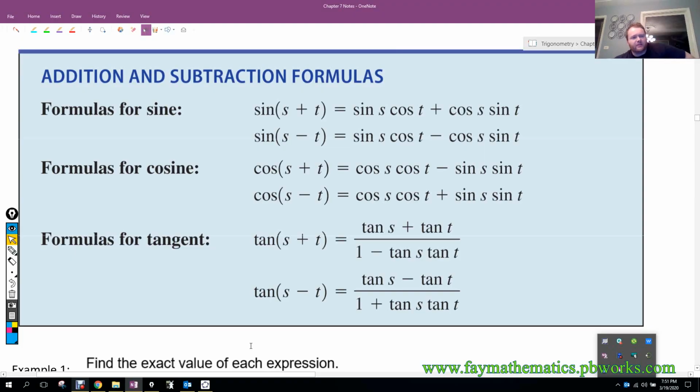All right, folks, this is section 7.2. We're talking about addition and subtraction formulas, sometimes called the sum and difference formulas for sine and cosine. And these are the formulas. Okay, so there's two versions.